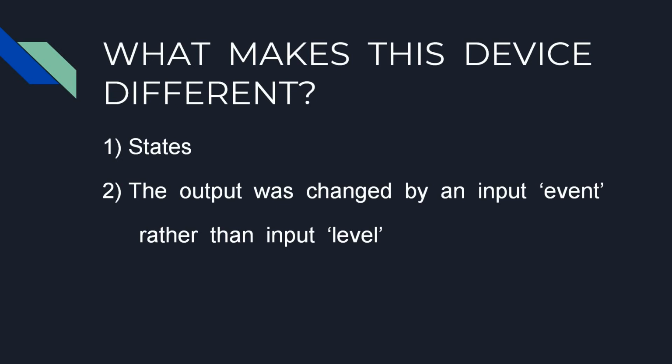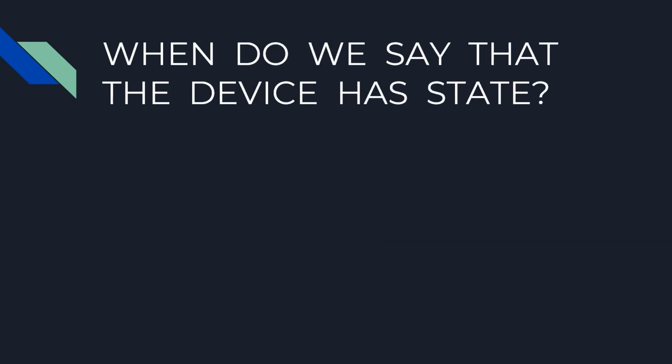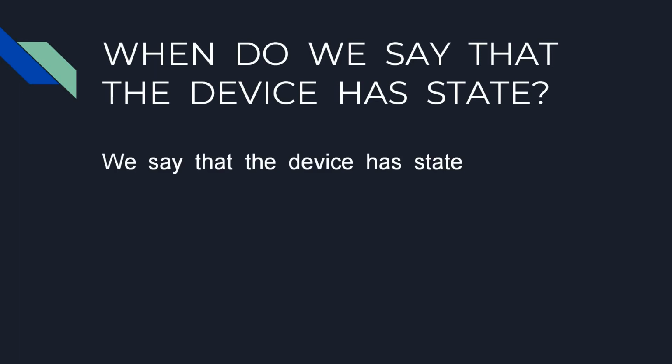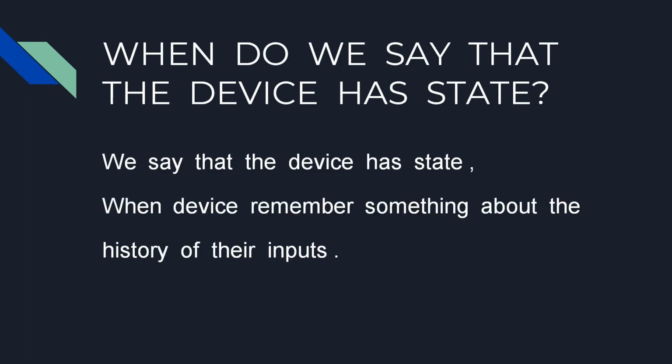The device's internal state is what allows it to produce different outputs even though it receives the same input. A combinational device can't exhibit this behavior since its output depends only on the current values of the input. When do we say that the device has a state? We say that the device has state when the device remembers something about the history of its inputs.